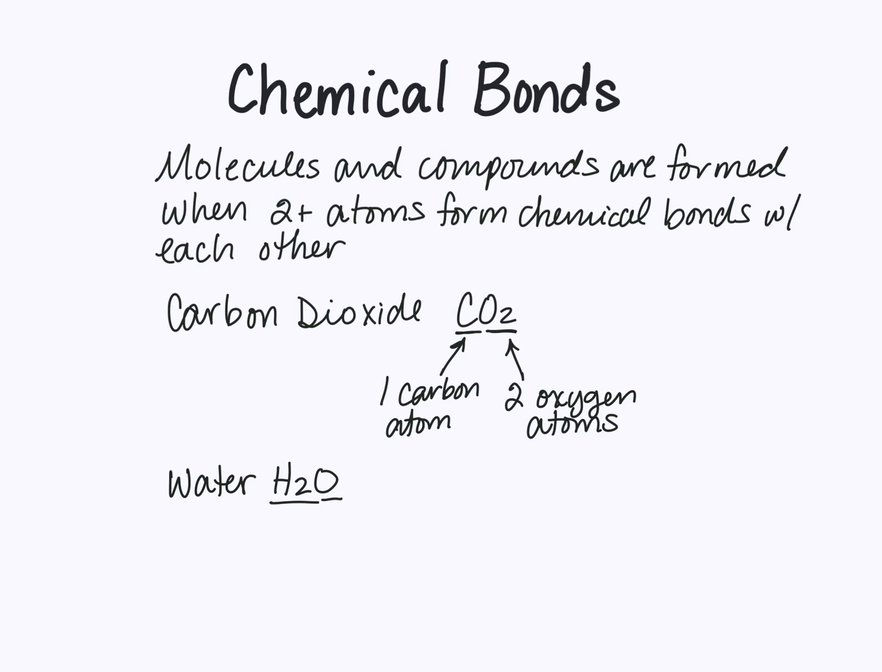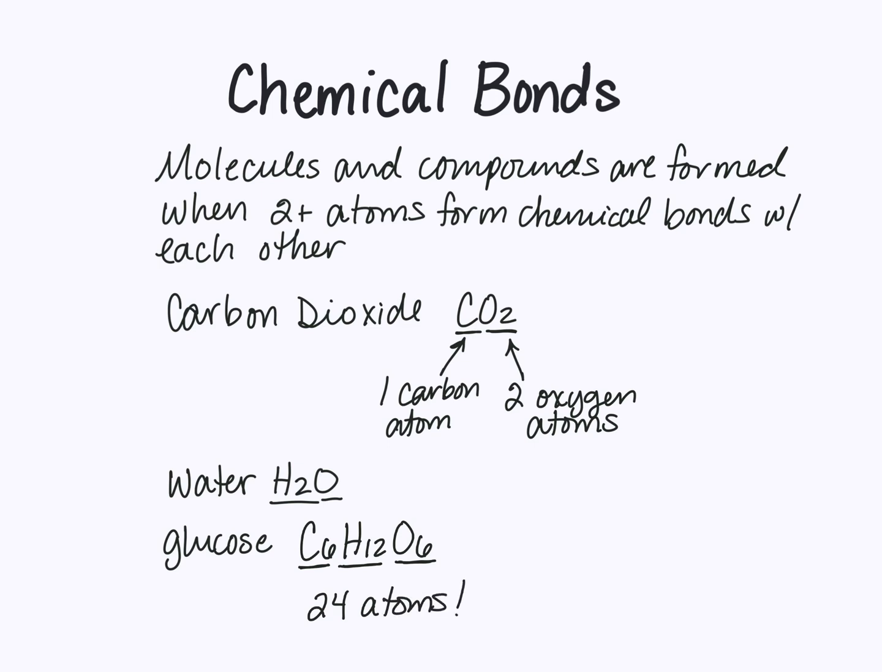Some other molecules and compounds could be things like glucose. Glucose is a simple sugar, and it has the molecular formula of C6H12O6. And what this tells us is that there are 6 atoms of carbon bonded to 12 atoms of hydrogen, which is also bonded to 6 atoms of oxygen. So glucose is a molecule that's actually made up of 24 atoms that are all bonded together.